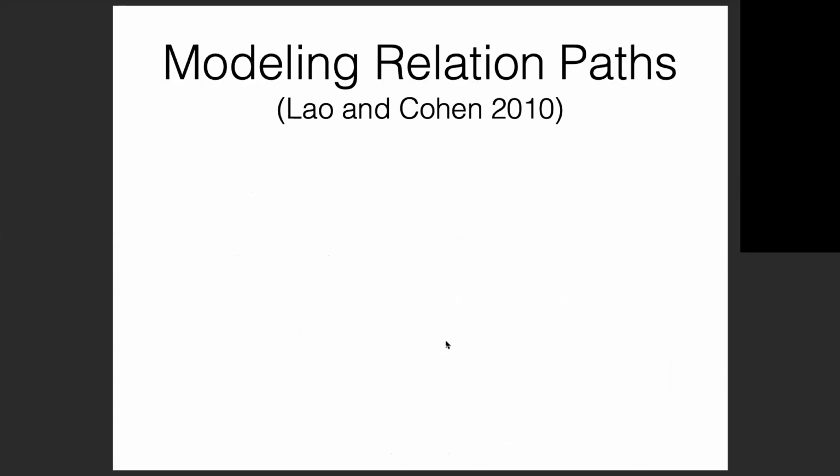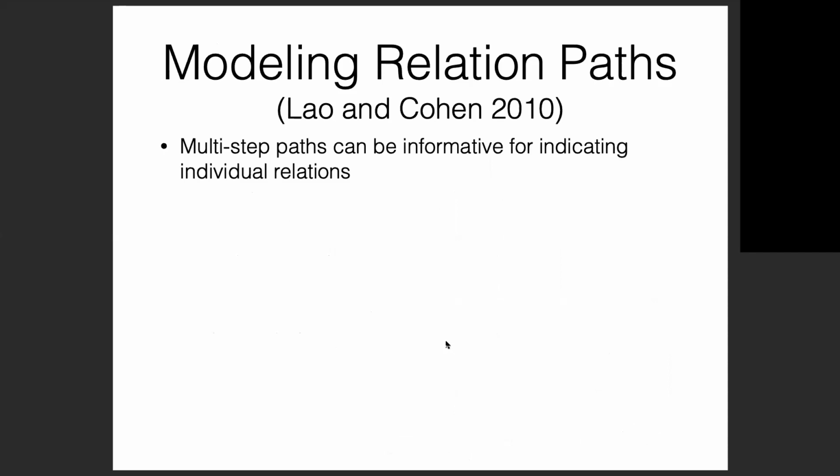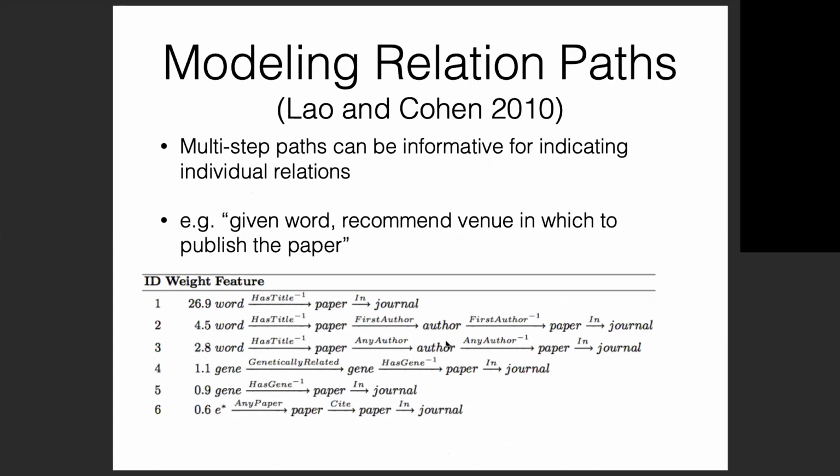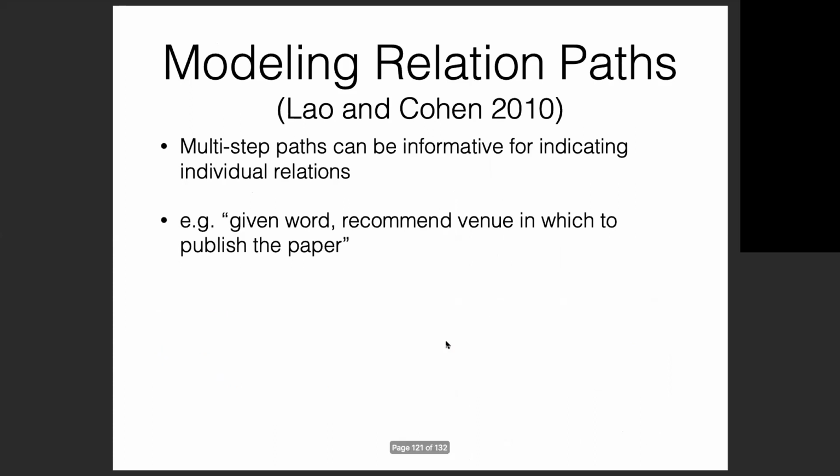So another example that I kind of alluded to when I was motivating these methods is modeling relation paths. Multi-step paths can be informative for indicating individual relations. There's an example from this paper, which is: given a word, recommend a venue in which to publish the paper. So we have a paper that we would like to publish somewhere. We have an interesting research idea, and we would like to know the most appropriate venue to publish this paper in.